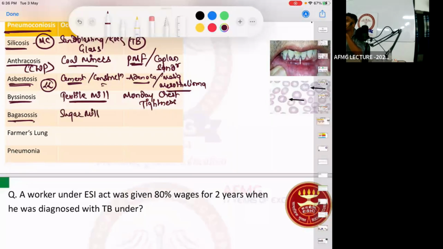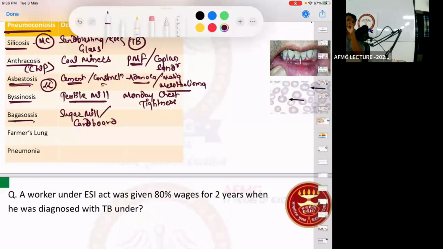And a question from June: it is also seen in cardboard industry workers. Why? Because this bagasse or molasses, the waste product of sugar, is used for production of cardboard. Okay, remember that, cardboard is made from it. So bagasosis is common in sugar mill and cardboard industry workers. No issues with this.